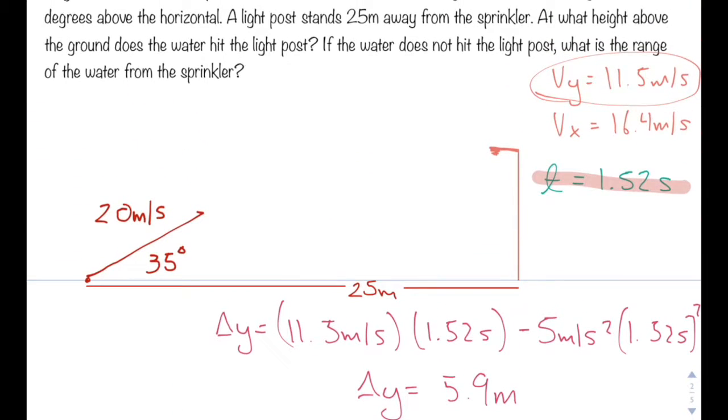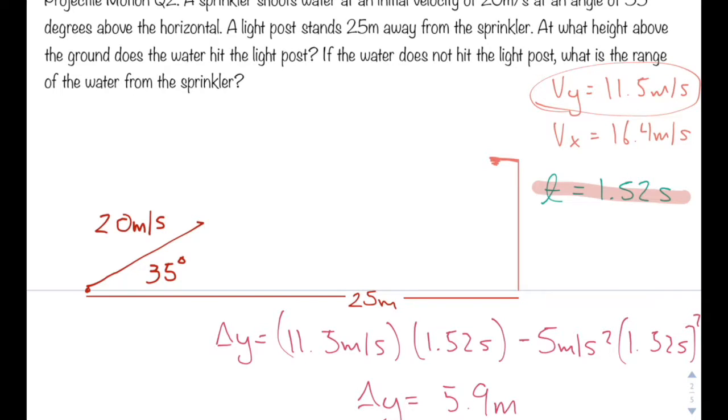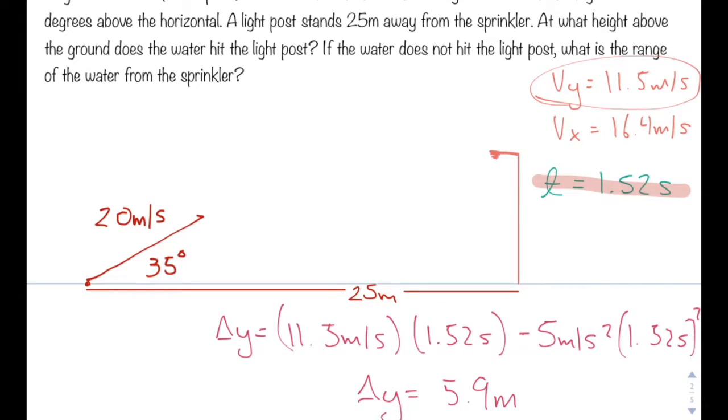And so now we've gone through the process of solving for the height at which the water is going to hit the light post, which comes out to be 5.9 meters. If you were writing this short answer, you would say yes, the water from the sprinkler will hit the light post at approximately 6 meters above the ground.